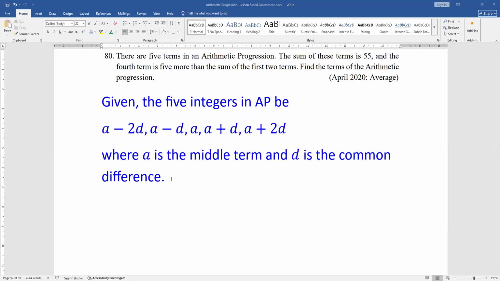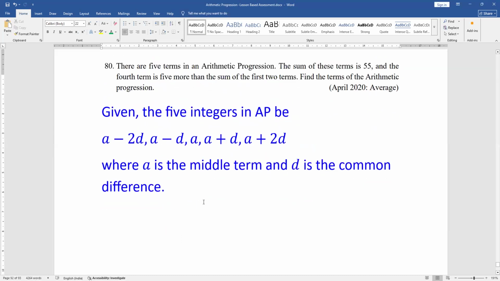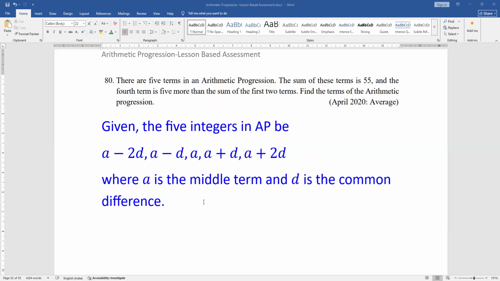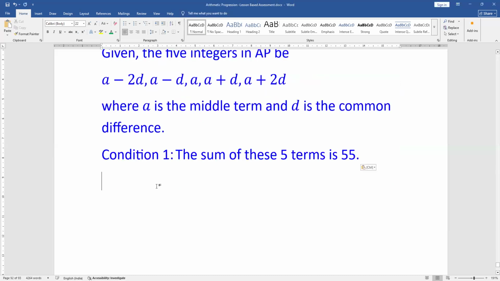Okay. Now coming to the problem again. There is a certain condition given. What condition have they given? The sum of these terms is 55, correct? So that means condition 1 is that the sum of these 5 terms is 55.